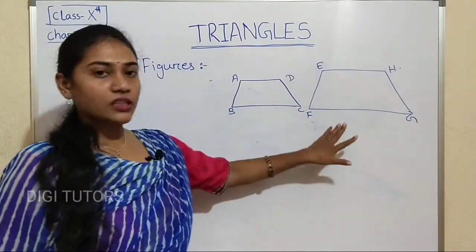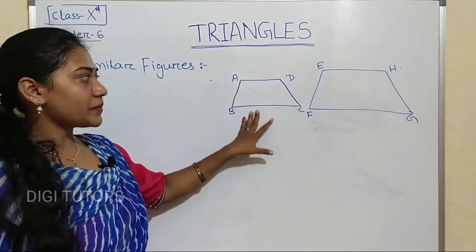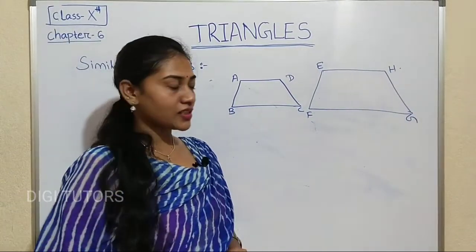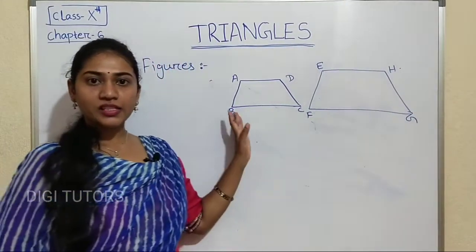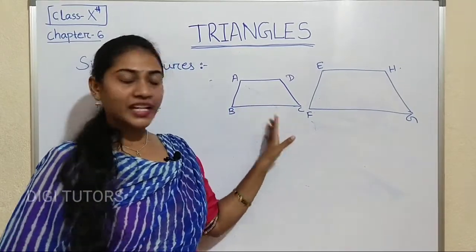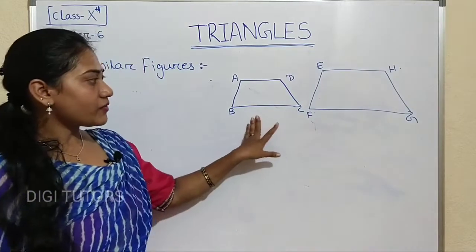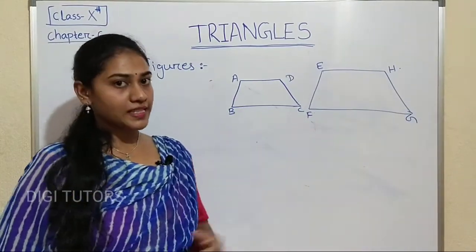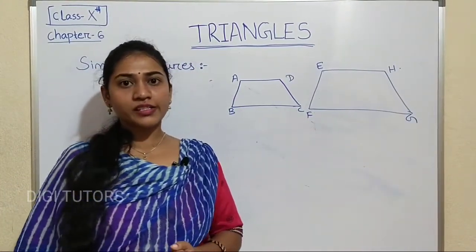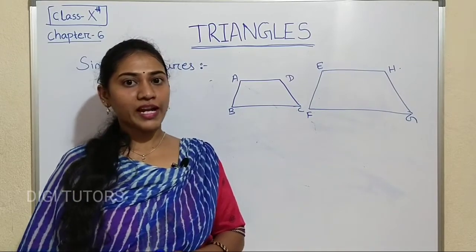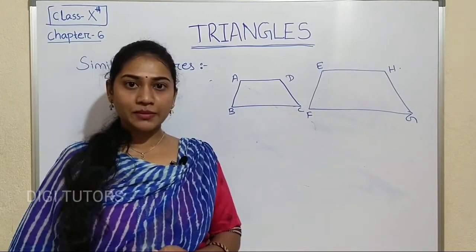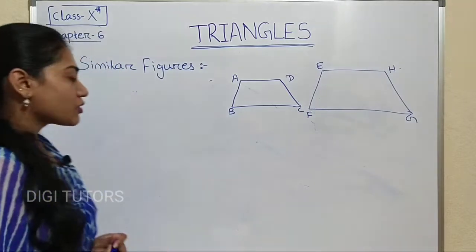Let's take two figures, two quadrilaterals ABCD and EFGH. Can we say that these two figures are similar? No, we cannot say that, because they do not have totally equal shapes. So we need some criteria or rules to find whether two figures are similar or not. Okay, so what are the rules?